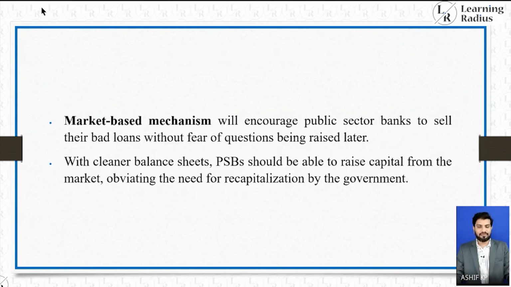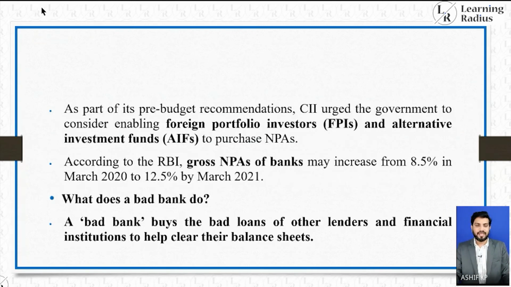A market-based mechanism will encourage public sector banks to sell their bad loans without fear of questions being raised later. With a cleaner balance sheet, PSBs should be able to raise capital from the market, obviating the need for recapitalization by the government. As part of its pre-budget recommendation, CII urged the government to consider enabling foreign portfolio investors and alternative investment funds to purchase NPAs. According to RBI, gross NPAs of banks may increase from 8.5% in March 2020 to 12.5% by March 2021.